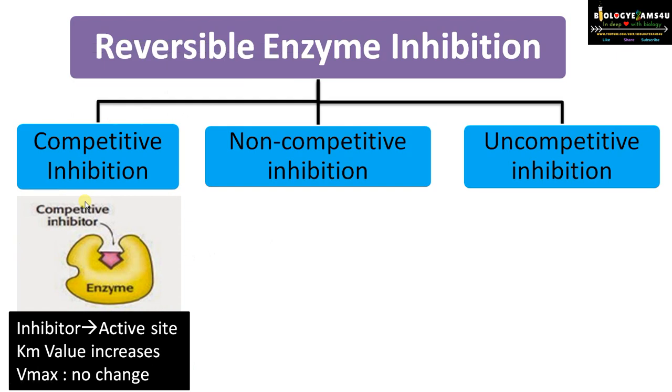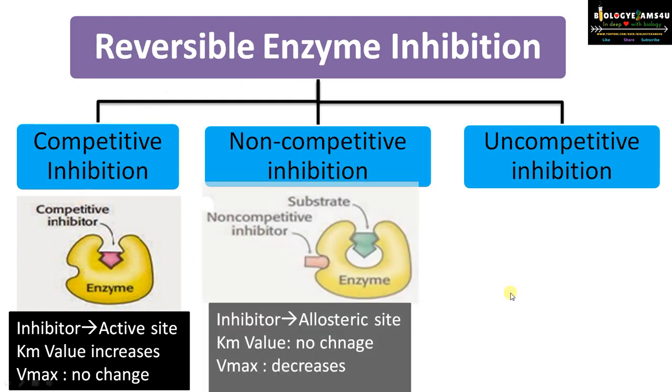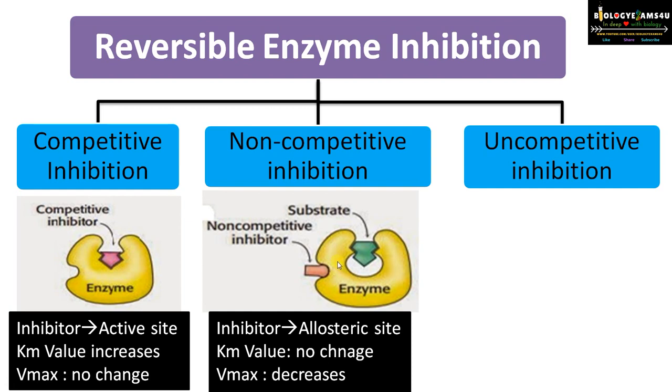Now moving into the second one, that is non-competitive inhibition. In the case of non-competitive inhibition, the inhibitor binds to the allosteric site. Allosteric site is a site other than the active site. On binding of inhibitor to the allosteric site causes a conformational change in the active site, causing the inhibitory effect. Here there is no change in Km, as there is no competition for the active site with the natural substrate by this inhibitor, whereas the Vmax decreases as many enzyme substrate complexes that are bound with this inhibitor remain inactive in a chemical reaction.